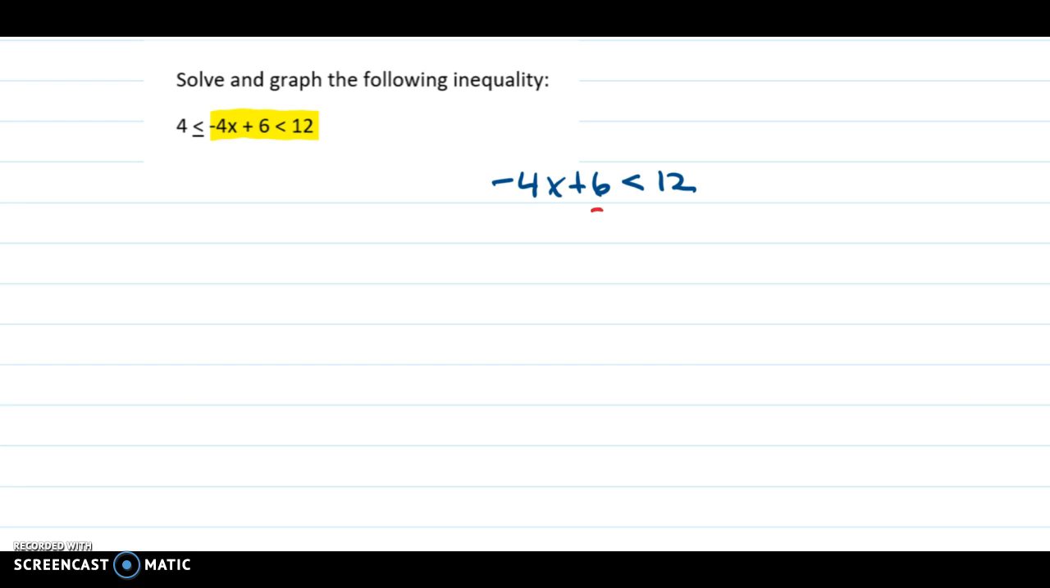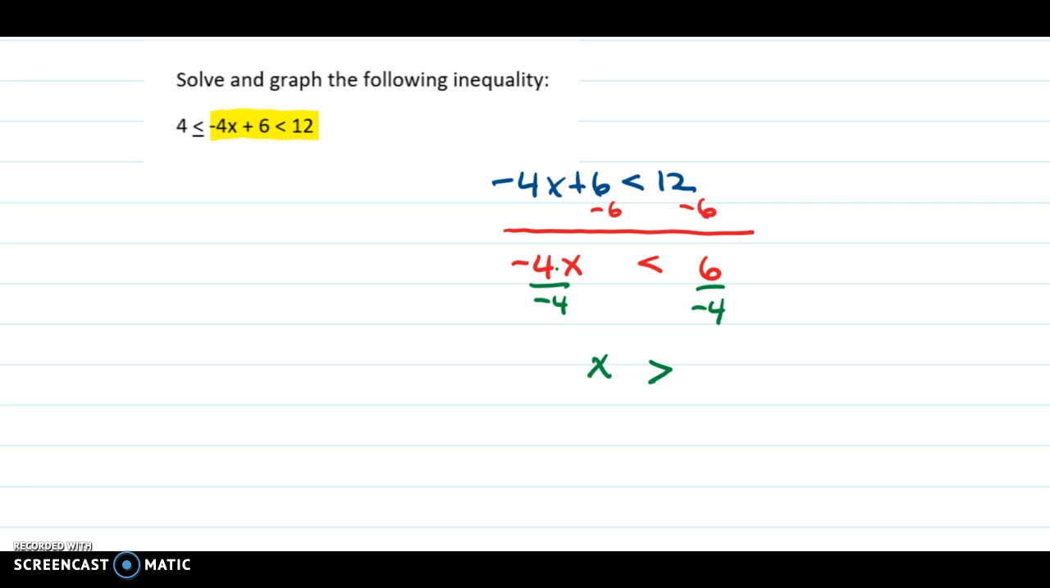We subtract 6 on each side so we can isolate the variable. So 12 minus 6 is 6. Of course, 6 minus 6 is 0. So we're just left with negative 4x on this side. And then to solve for x, we're going to isolate the x. So we're going to have to divide by negative 4 because it's times the x. And whenever you divide by a negative, you have to change the direction of the inequality.